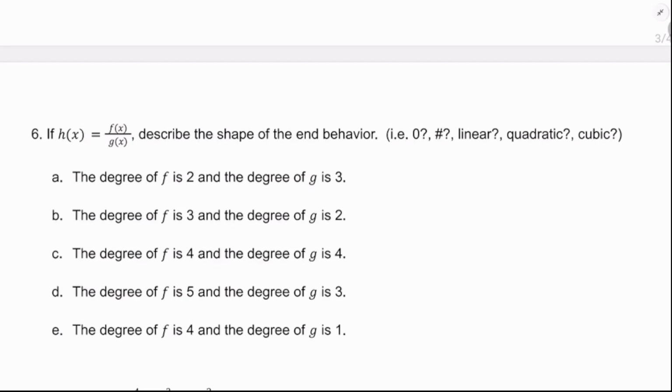All right, so if the degree on the bottom is exceeding the degree on top, bigger on bottom, that's where we'll see the rational function goes towards 0. So we'd say y equals 0 as our asymptote. What's that going to be? Oh, yeah, A. Degree of f is 2 and the degree of g is 3. That's the only one where g is greater than f. So that's a y equals 0 horizontal asymptote.